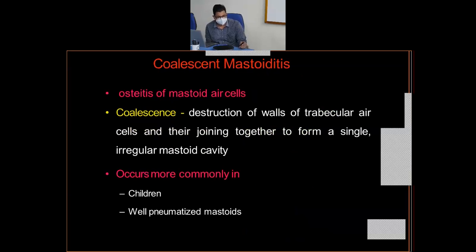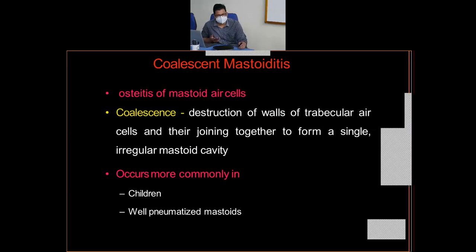Now mastoiditis. Mastoiditis is usually due to direct spread of infection from the middle ear cleft, because the middle ear cleft consists of the middle ear cavity, mastoid cortex, everything. So the mucoperiosteal lining is similar. Any infection from the middle ear will easily spread to the mastoid cortex or mastoid antrum.